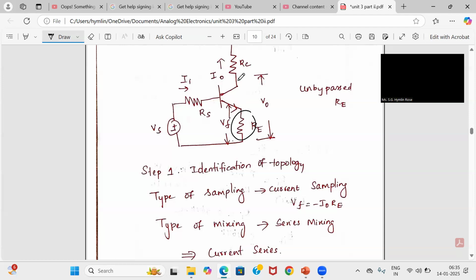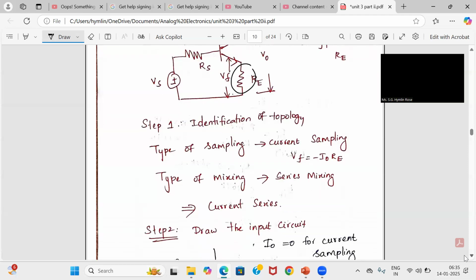Similarly, the output voltage is not taken across the feedback network, but it is taken from the collector of the transistor, from another terminal. So it follows current sampling. This is one shortcut to find which type of sampling or mixing. As per this diagram, it is current series. So that is the first step in the analysis, identification of topology. It is a current series topology.